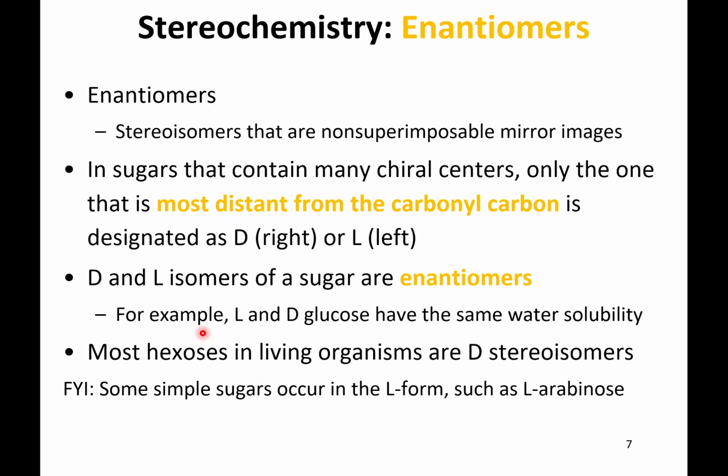Okay. Most 6-carbon sugars, so hexoses, in living organisms are D enantiomers. There are some L forms, but primarily sugars are in the D enantiomer form in living organisms, which is a little bit different than amino acids. Remember, most amino acids in our bodies are the L enantiomer.